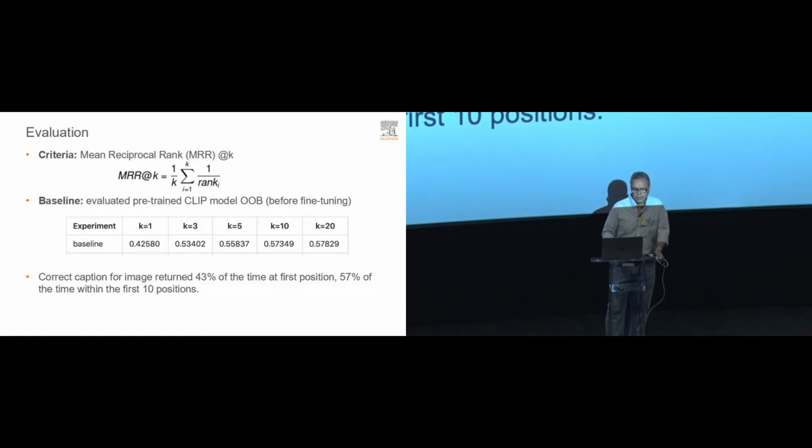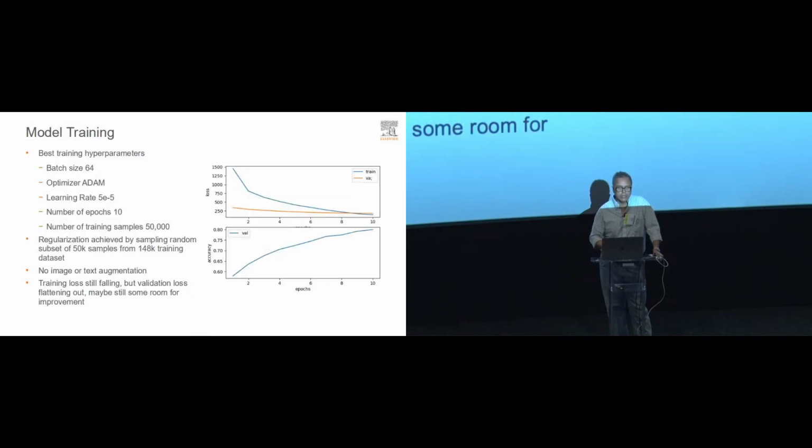And as you can see, the baseline with our medical images is basically saying that the correct caption is returned about 43% of the time in the first position, and 57% of the time within the first 10 positions. So it's not so great. And that is kind of understandable because it is trained on images that you can see, right? This is stuff that is inside. You have to cut me open to see it, right? Or you have to put me under magnification to see it. So it's not things that it would normally expect to learn about.